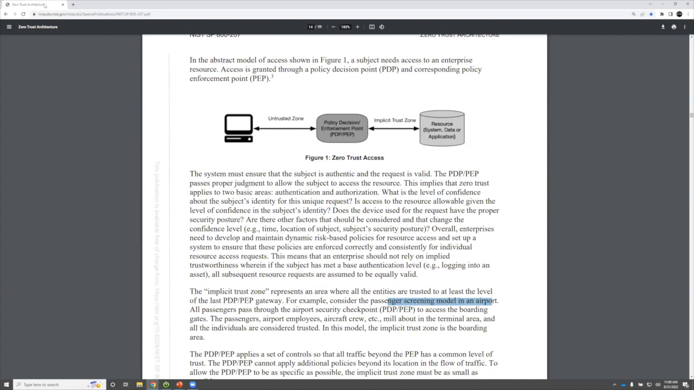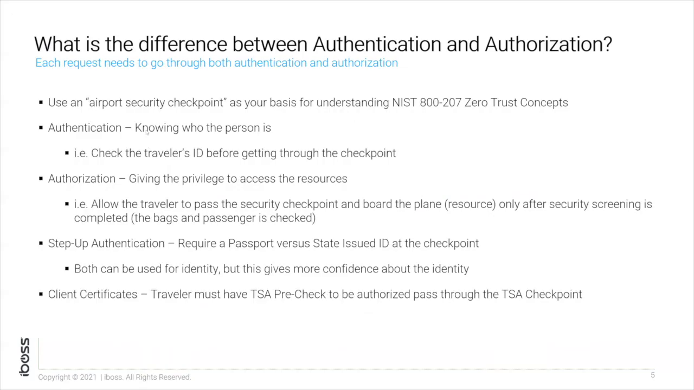I really like this model that they chose because you're going to put a gateway, or what they call a policy enforcement point, in front of the resource. And then as users want access, we want to both authenticate and authorize the user. Authentication is knowing who the person is. So this is the equivalent of someone at the checkpoint presenting their state-issued ID or their passport.